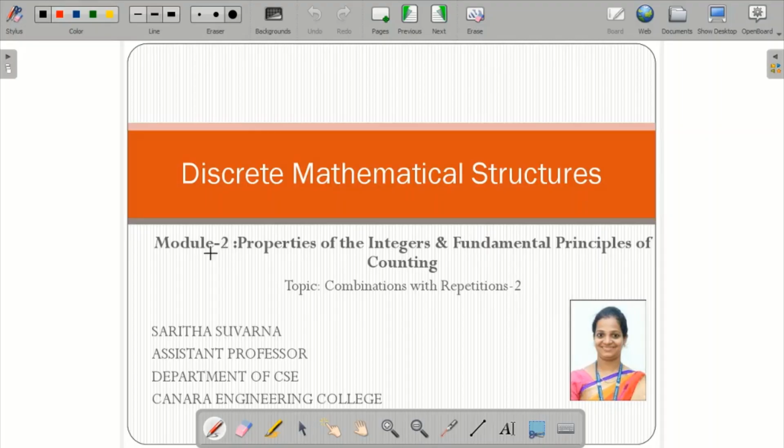Good morning students. The next session is based on combination with repetition, second session under the concept of fundamental principles of counting. So the same formulas of combination with repetition as well as the non-negative integer solution formula itself will be used in solving these problems. So let us go to example 1.